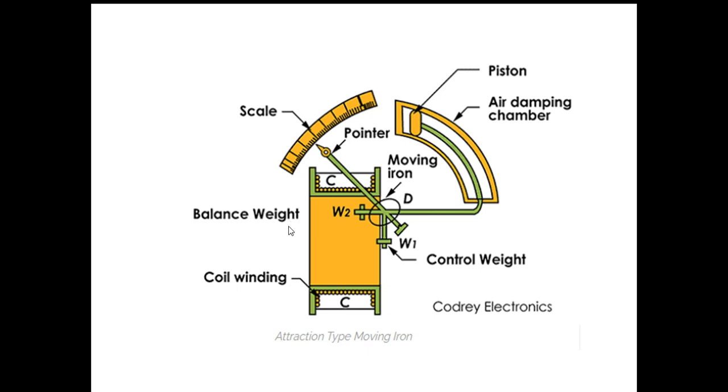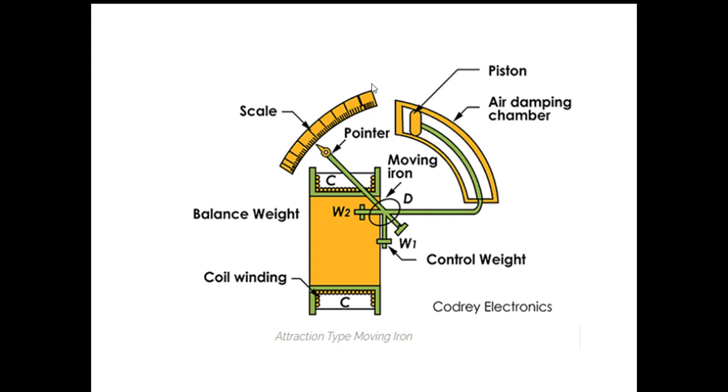So these are the different parts. This is the moving iron, and this is the coil. This W2 is the balancing weight, and this W1 is the controlling weight. This part is the piston, this entire arrangement is the air damping chamber, and this part is the pointer. The pointer will be moving on a scale.